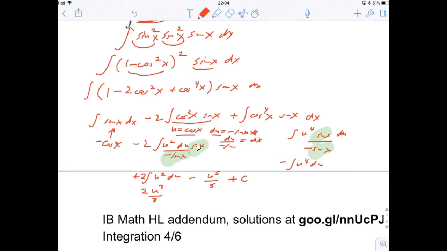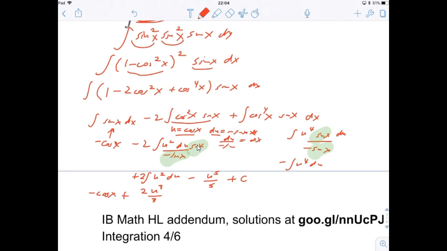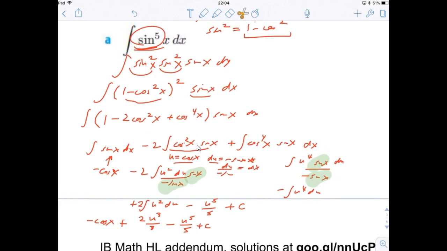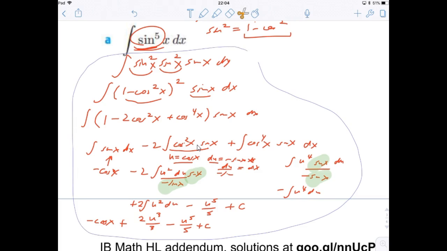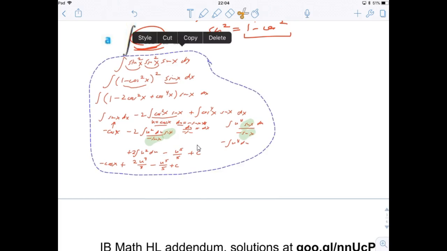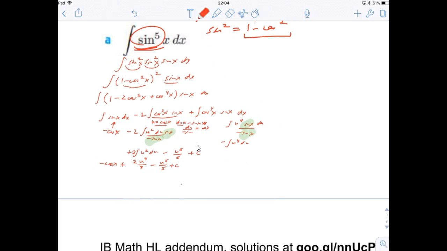And the first one is negative cosine x. We already know that, right? Now we can just substitute back in our expressions for u. If you remember, u is equal to cosine x. So our final answer would be negative cosine x plus 2 cosine cubed x divided by 3 minus cosine to the fifth x divided by 5 plus c.